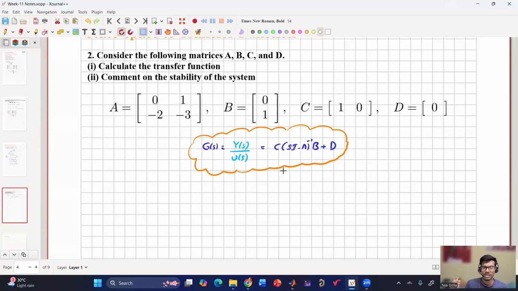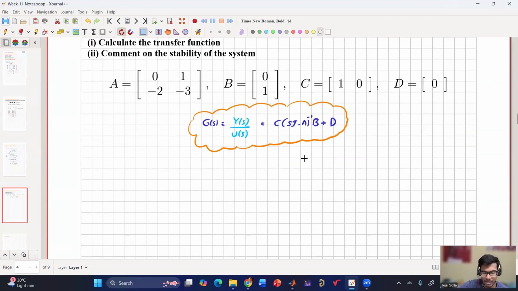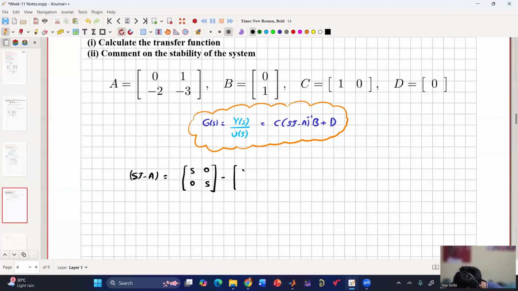So C and B are given. sI minus A is something we have to calculate, and then we have to apply the inverse to that. So first let us calculate (sI minus A) inverse. For that, let us calculate sI minus A. So sI is [s 0; 0 s] minus A, which is [0 1; -2 -3]. Now we'll get [s, -1; 2, s+3]. So this is my sI minus A.